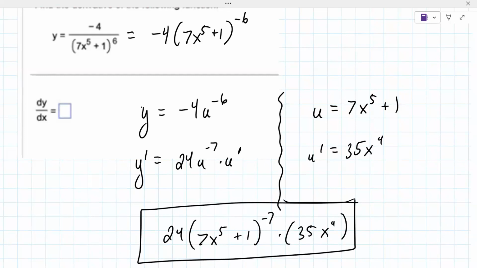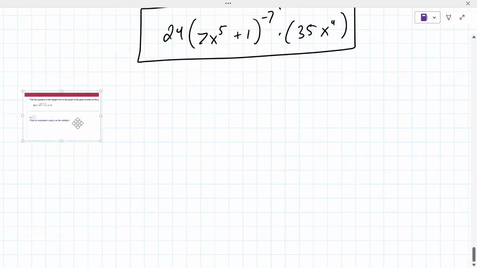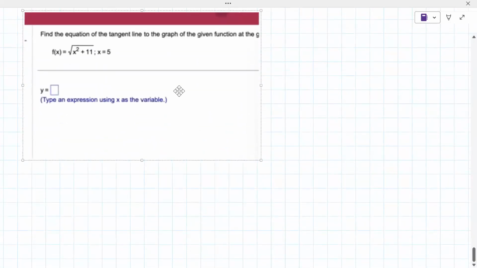Any questions, thoughts on that? No, just something I need to practice so I don't get the u prime mixed up. Yeah. I think that's my biggest issue. Okay.